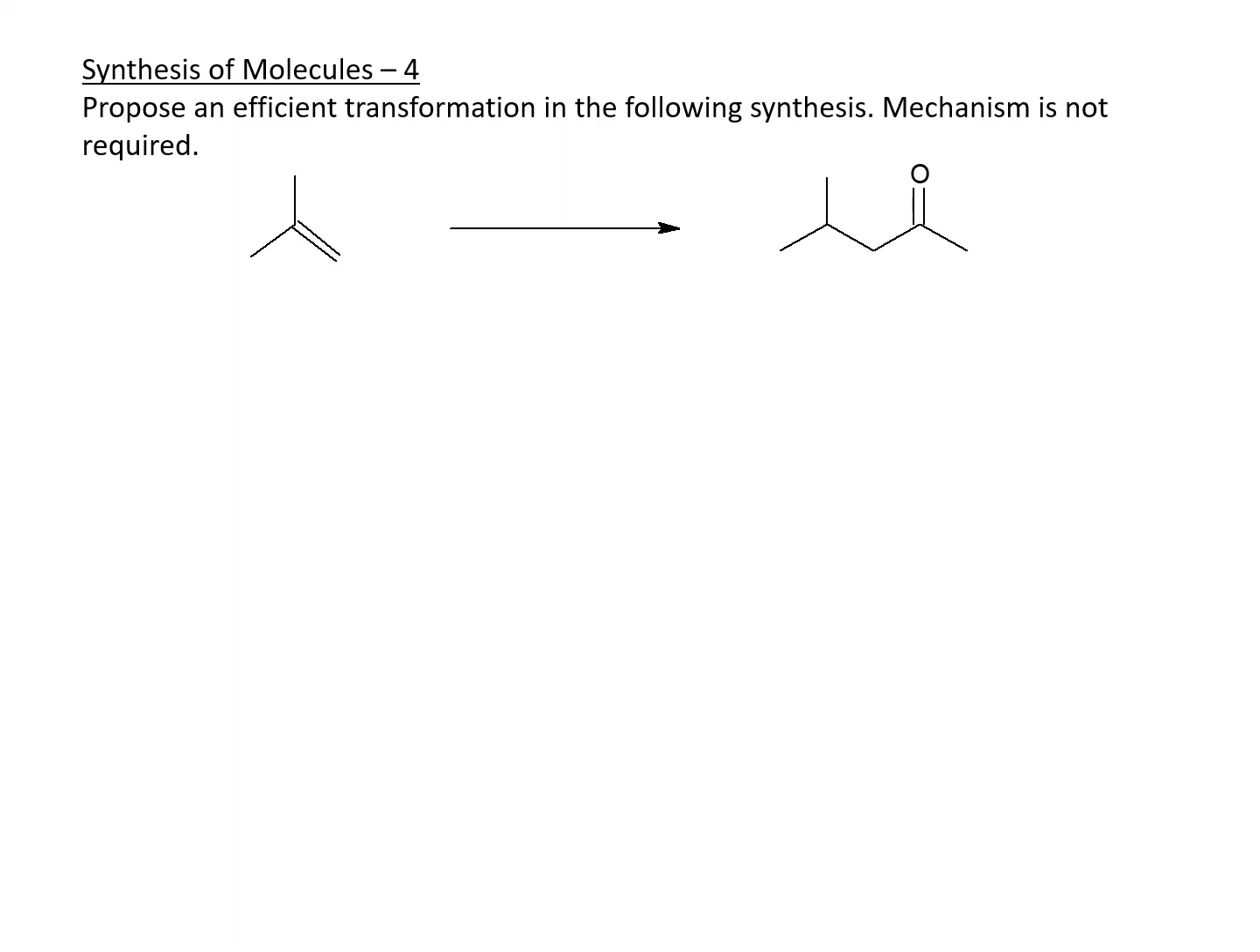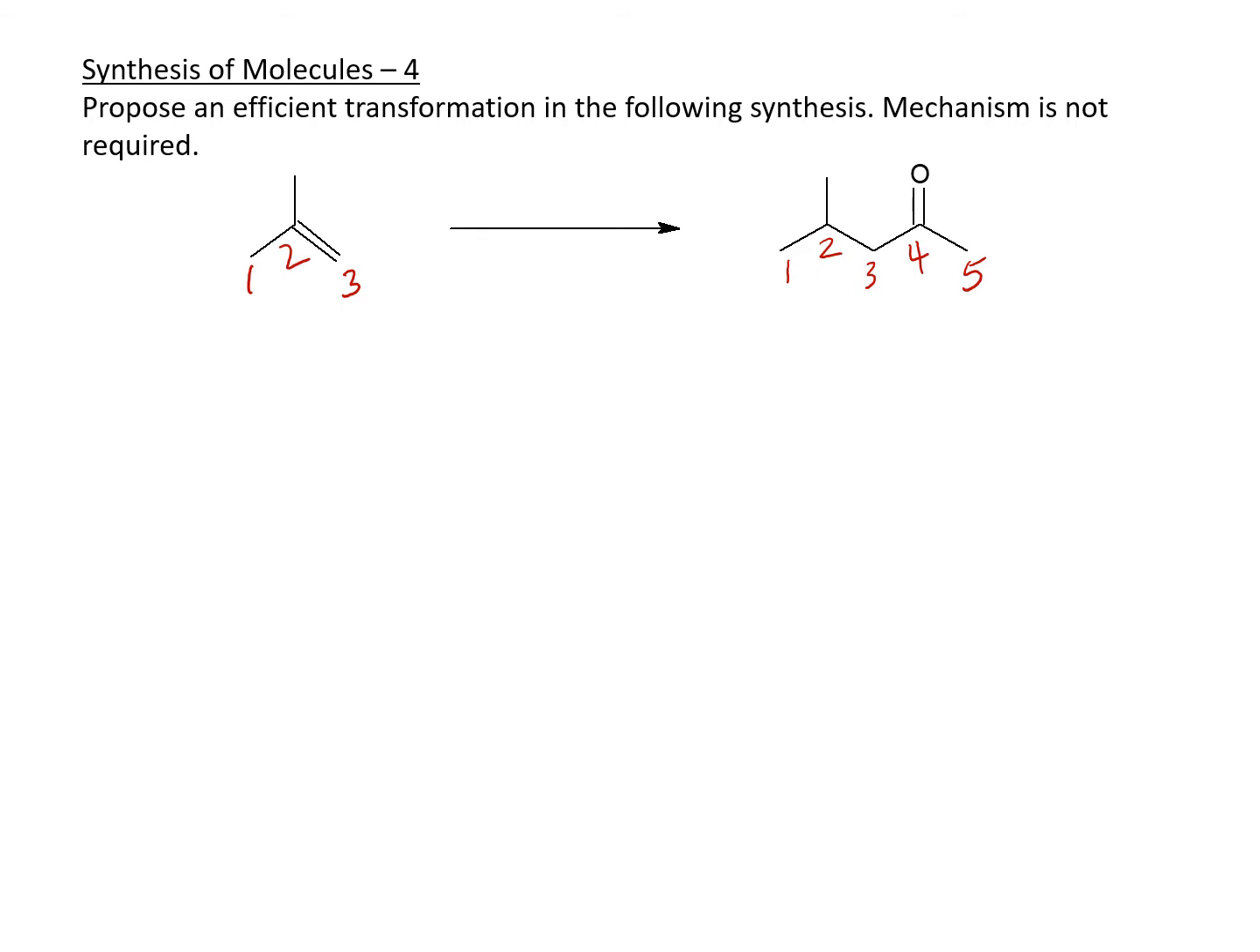Propose an efficient transformation in the following synthesis. Mechanism not required. So the first thing we do is always count our carbons, okay, for the reactant and the product. So 1, 2, 3, 1, 2, 3, 4, 5.